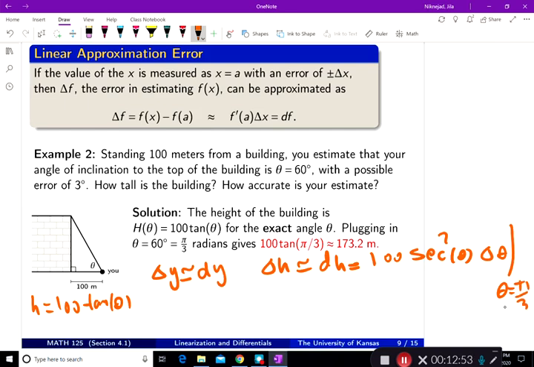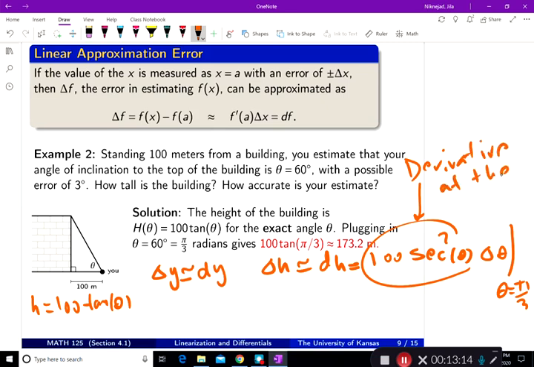And so that's it. You just find the derivative, you multiply it by the change in the input. Change in output is approximated by the derivative at the measurement times the change, or error, in the input.